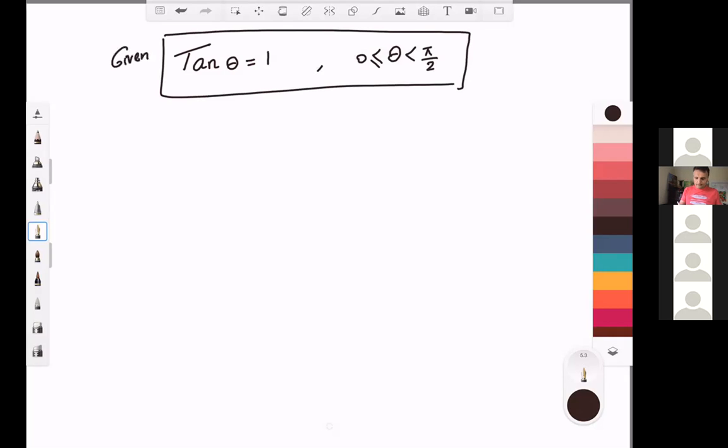So given this, find sine of theta, cosine of theta, cotangent of theta, secant of theta, and cosecant of theta. So they ask us to find the 5 remaining.